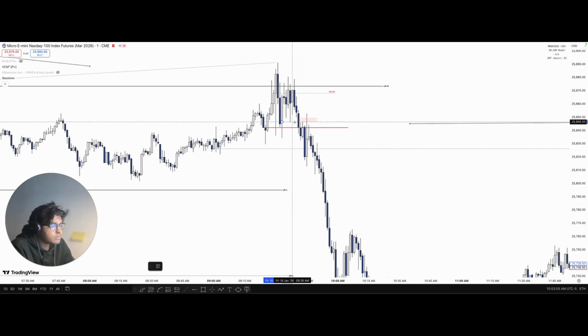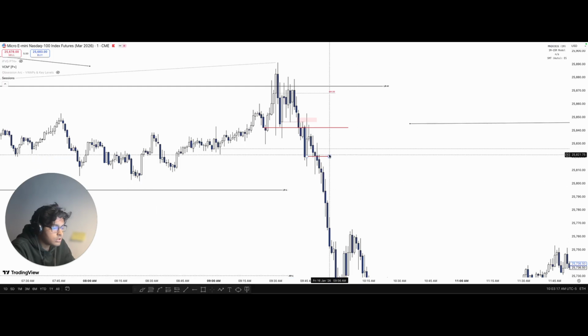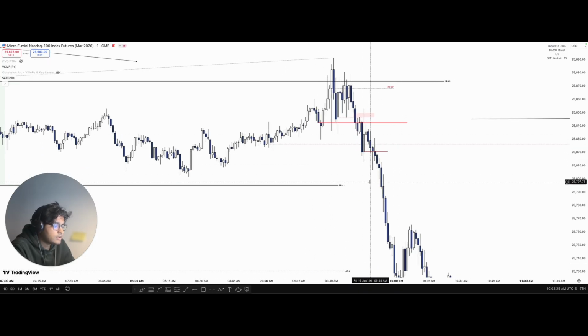You can use this 1 minute CISD as well. When the price went down, it reacted from this area. What you can do is easily use this change in state of delivery. This was a continuation order block, right? First order block, then you have a second order block, right? You have a lot of different sections where you can actually take a trade.